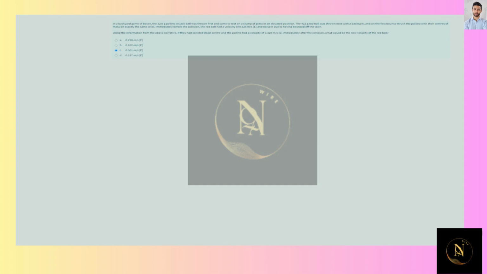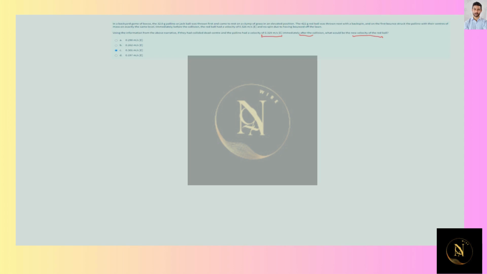Immediately before the collision, the red ball had a certain velocity and no spin because it had bounced off the lawn, and we want to use this information to find the new velocity of the red ball, considering that the velocity of the palino ball after the collision was 0.329.